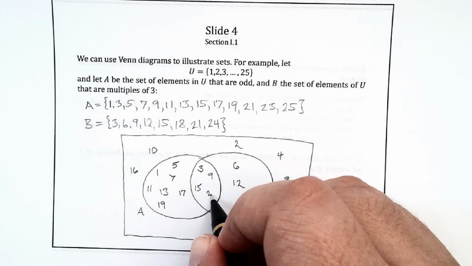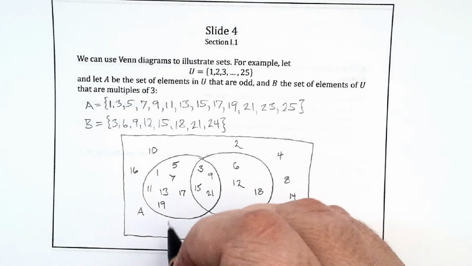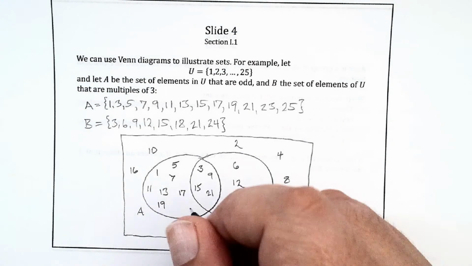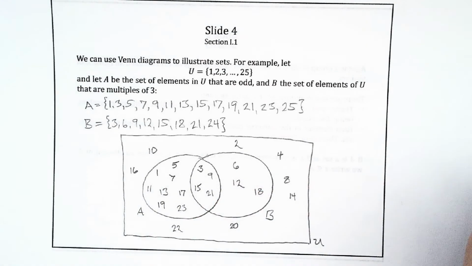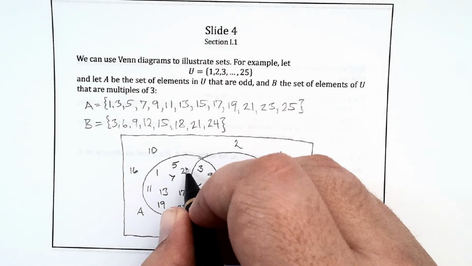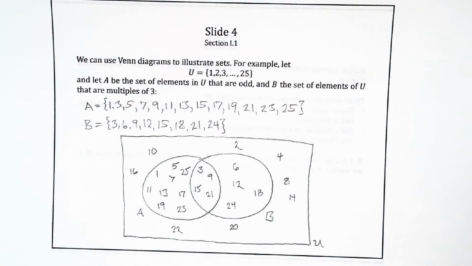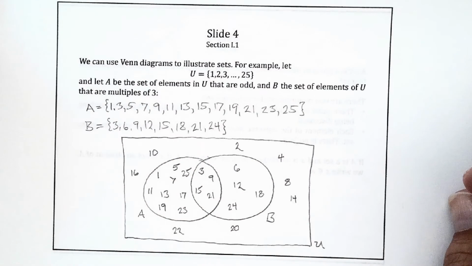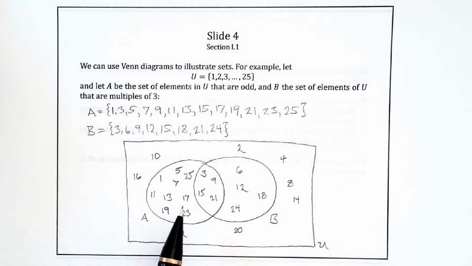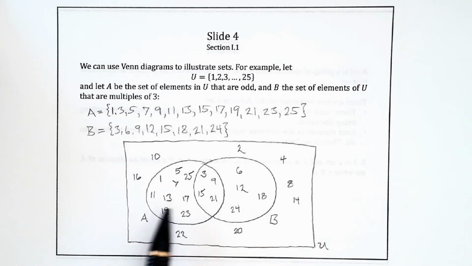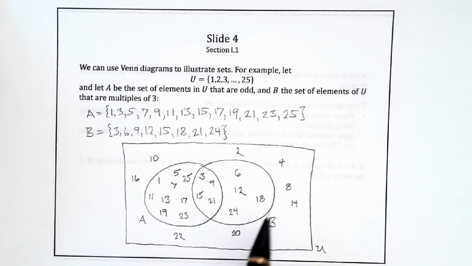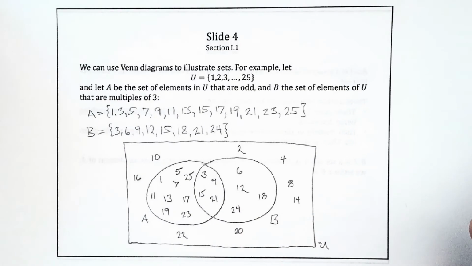21 is both. 22 is neither. 23 is just A. 24 is just B. And 25 is just A. And so now using this Venn diagram, we can tell at a glance what the two sets share, what they don't share, what is just in A, what's just in B, what belongs to neither. We can tell all of that just at a glance.